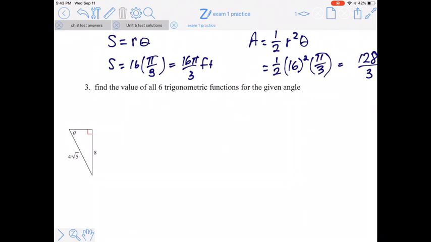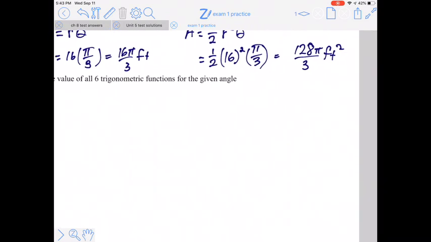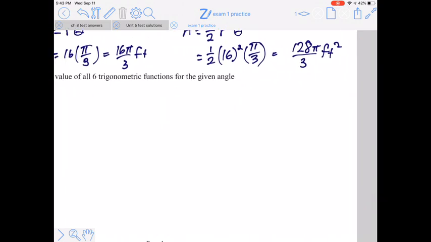Fantastic. Slide over. Slide it which way? This way? Or that way? Yeah, that way. There we go.